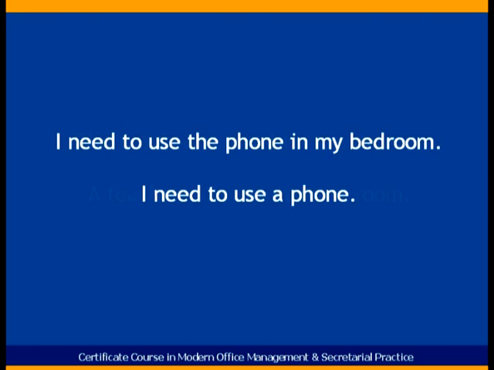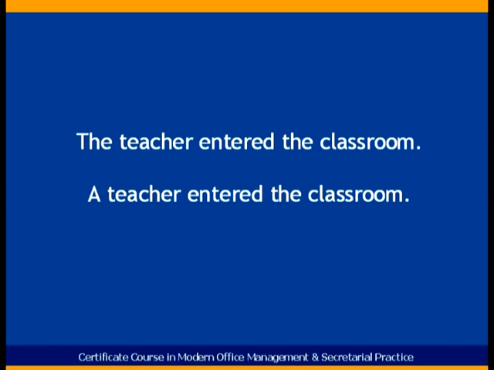The teacher entered the classroom. A teacher entered the classroom. The first sentence tells us that a specific teacher entered a specific room. It could be a teacher that may have been familiar to the listener. The second sentence tells us that a person who happened to be a teacher entered a specific room.